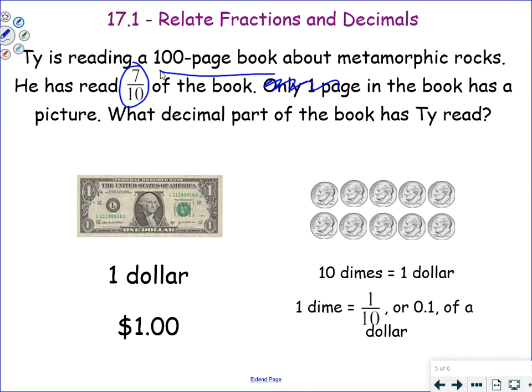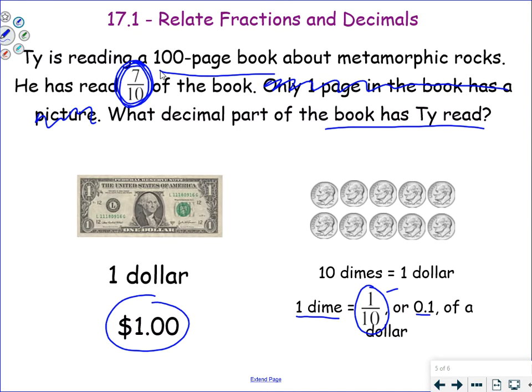What decimal part of the book has Ty read? We already figured that out. It was 7/10. What we want is to convert that to a decimal. If this is $1, 10 dimes equals $1. So 1 dime equals 1/10 or 0.1 of a dollar. Being that it was 7/10, because each is 1/10, we need 7/10.